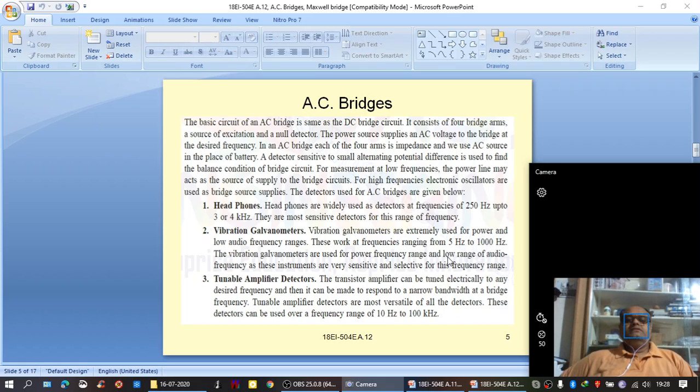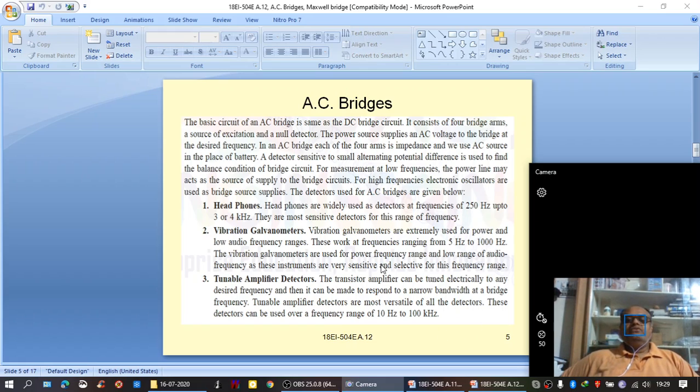The detectors used for AC bridges are, first, headphones. These are widely used as detectors at frequencies from 250 Hz up to 3 or 4 kHz. They are the most sensitive detectors for this range of frequencies.